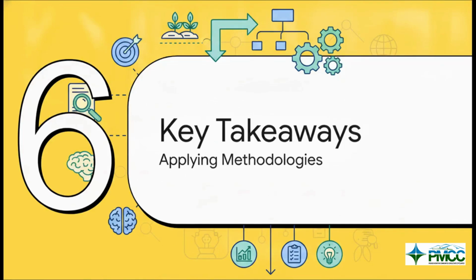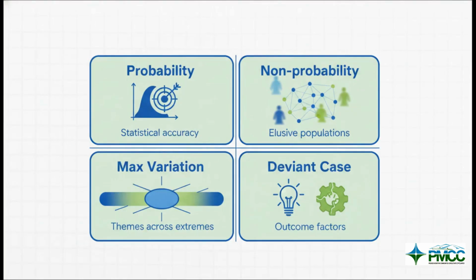All right, let's wrap this up with Section 6, Key Takeaways and Conclusion, Applying MEL Methodologies. Let's bring the whole shebang together so you have real, actionable insights for your next evaluation. Here are your 4 major takeaways. First, use probability sampling when you have a master list and you absolutely need statistical accuracy and known margins of error, like in political polling.